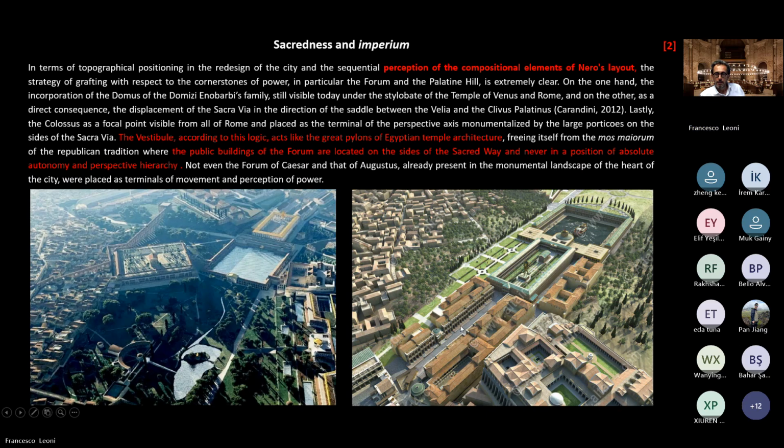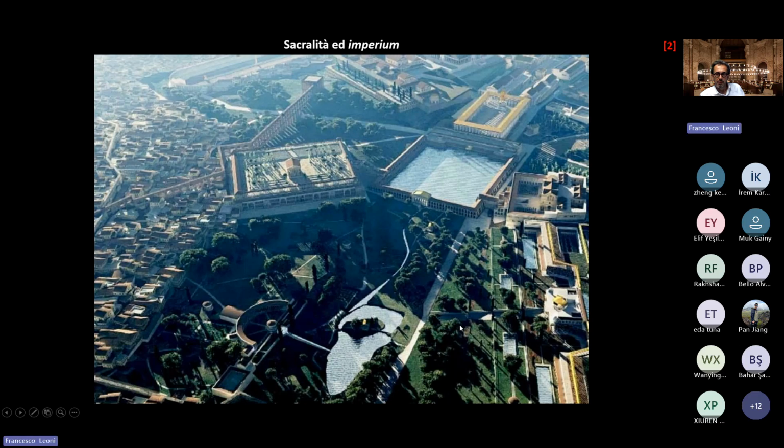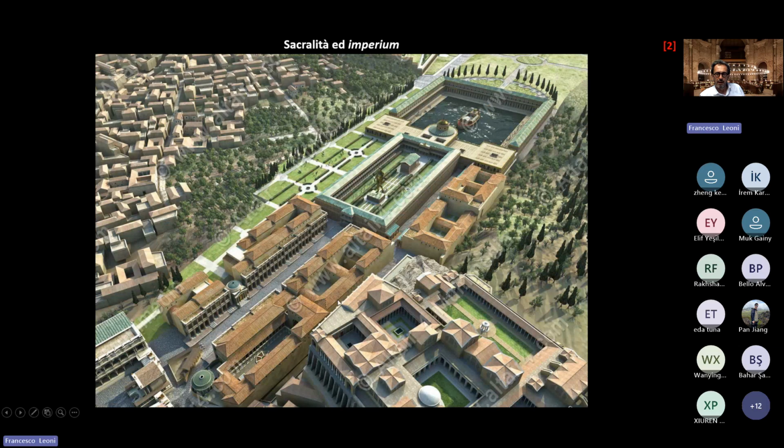Yeah, you can see the image is better. This one is the pond I told you about that is now occupied by the Colosseum. This is the Oppian hillside. And here you can see from another point of view another possible reconstruction. This is the Oppian hill. And here you can see the rest of the city of Rome.